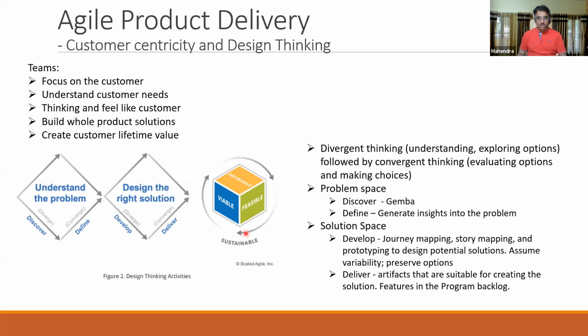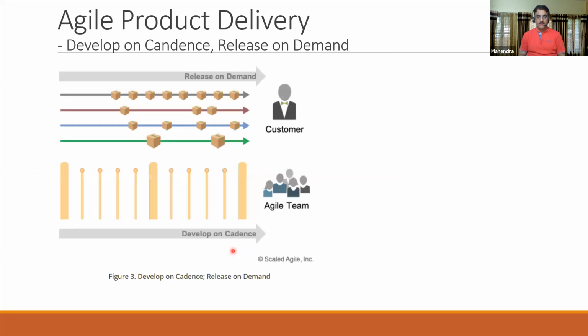There should be a need for it in the market. It should be desirable, and it should be feasible also. Moreover, it should be sustainable as well. Those are the solutions that the teams start building on, and they translate into the epics and the features which get into the program backlog. That is what this dimension is talking about with respect to customer centricity and design thinking.